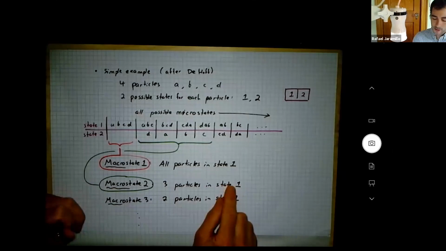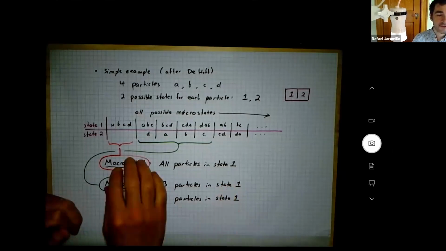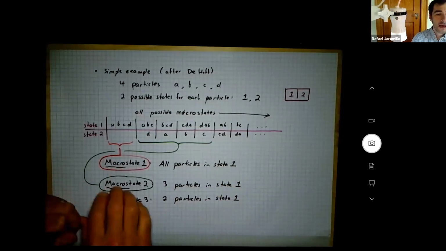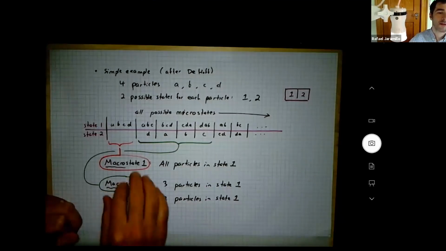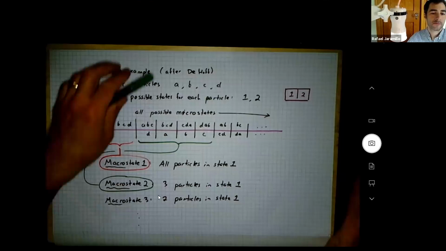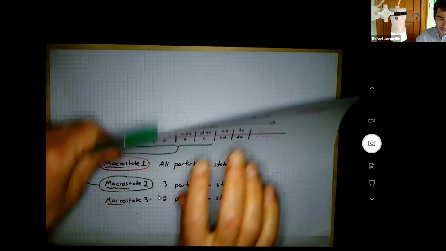Okay, good. So what we're doing here is we're defining macrostates, and then we're counting microstates. Right? Define macrostates, count microstates. That's what we're doing. So let's do this a little bit more generally.